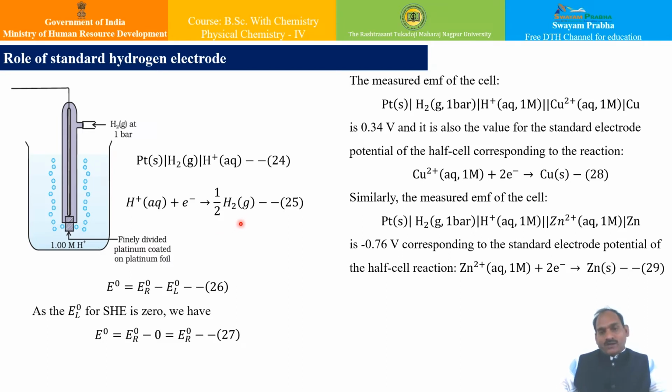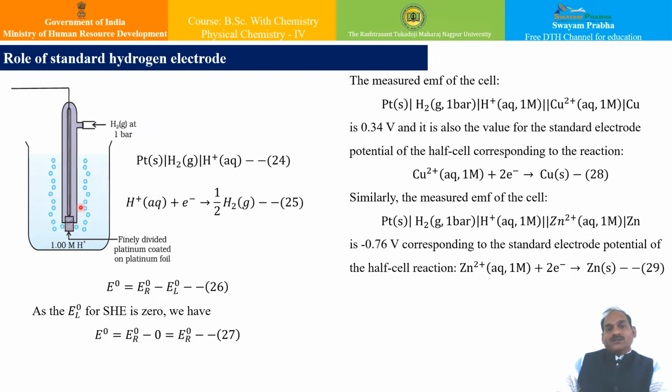The standard hydrogen electrode usually consists of a platinum electrode coated with platinum black, and the electrode is dipped in an acidic solution, and pure hydrogen gas is bubbled through it. So this is the construction of the standard hydrogen electrode. Here we can see the finely divided platinum coated on platinum foil.